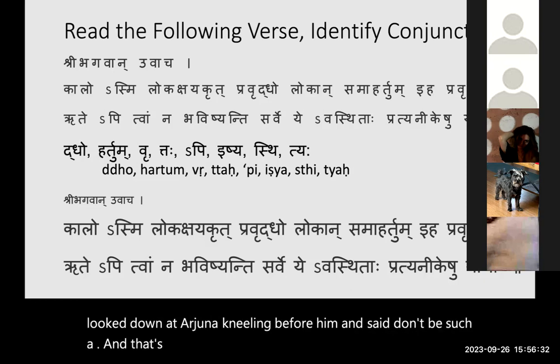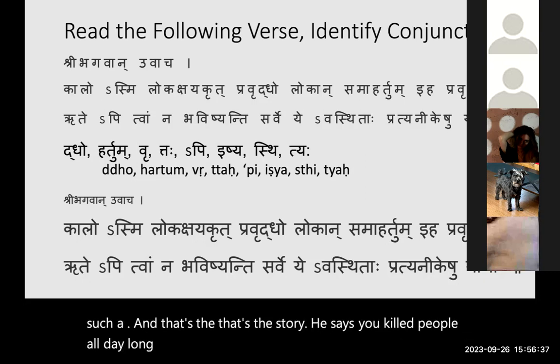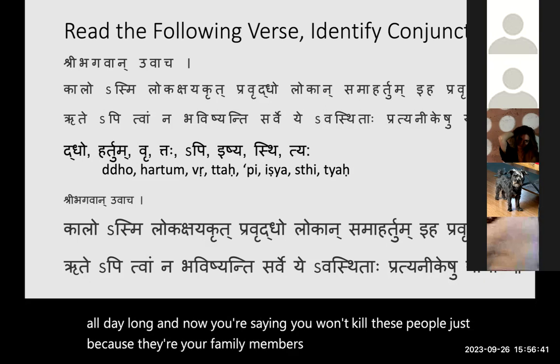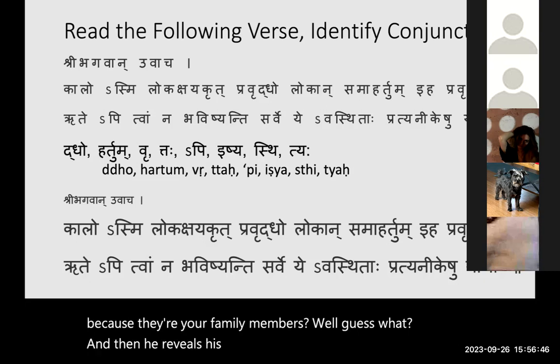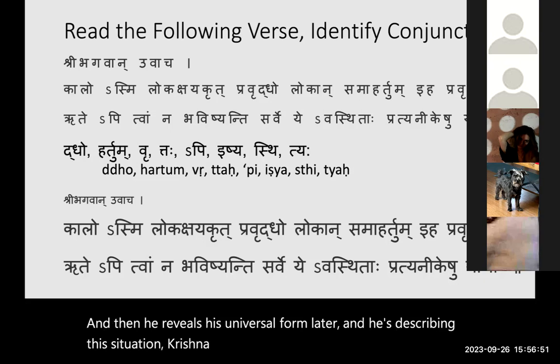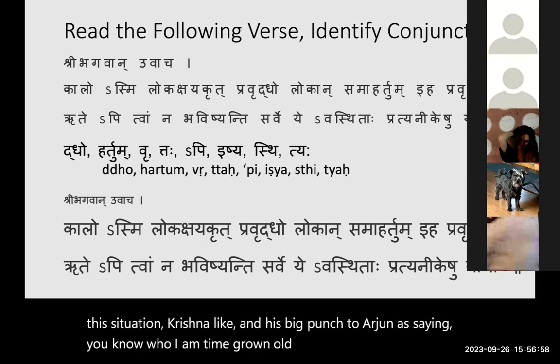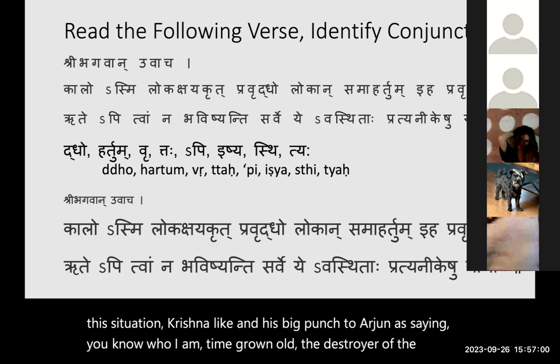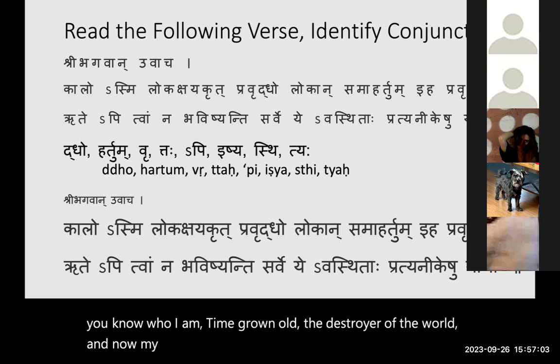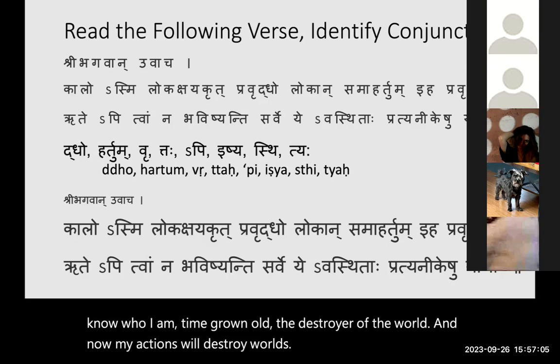And that's the story. He says, you killed people all day long, and now you're saying you won't kill these people just because they're your family members? Well, guess what? And then he reveals his universal form later, and he's describing this situation. Krishna, like, in his big punch to Arjuna, is saying, you know who I am? I am time grown old, the destroyer of the world. And now my actions will destroy worlds. Indeed, this is the truth.